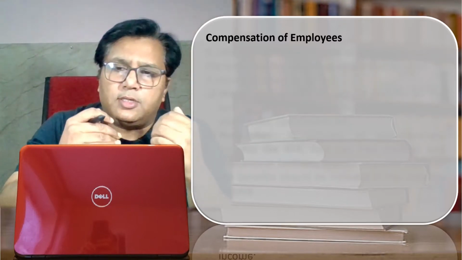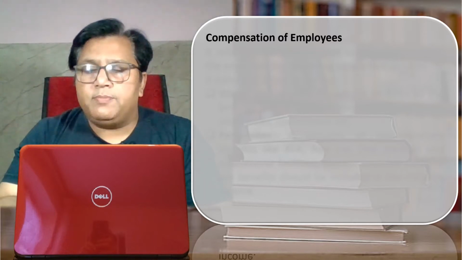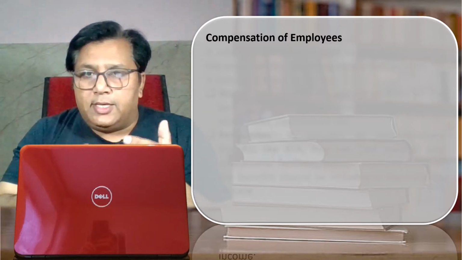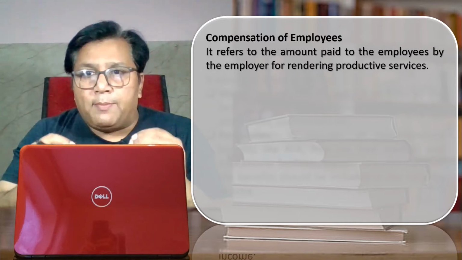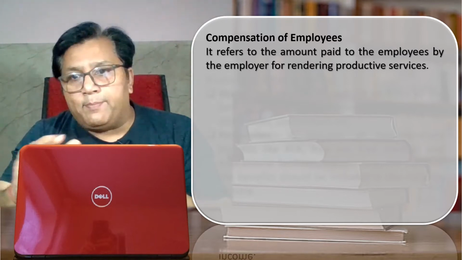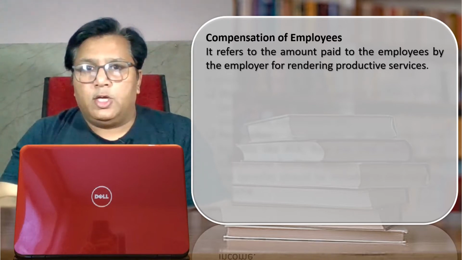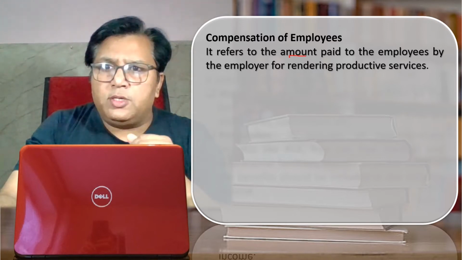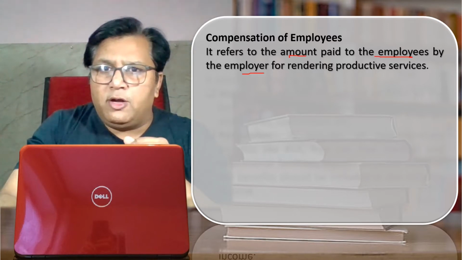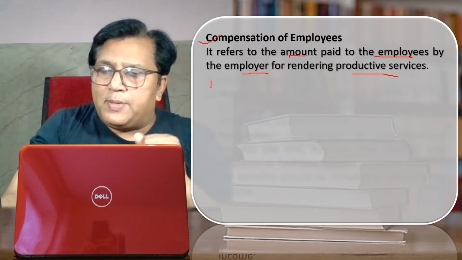Let us discuss the first component which comes under the national income. The first component is the compensation of employees. The question is, what is this compensation of employees? It refers to the amount paid to the employee by the employer for rendering productive services. Three items are included under the compensation of employees.